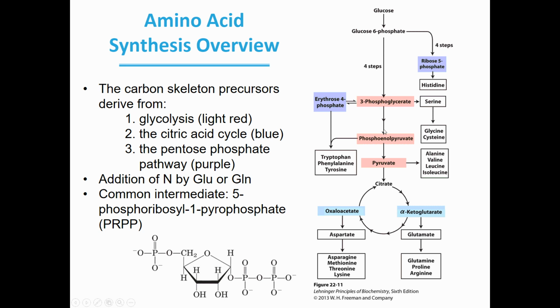So you see these that are shown here in this orangey pink color. It shows you that some of the intermediates of glycolysis can either directly or indirectly produce some of our amino acids. Also shown here in the purple color, we can have intermediates from the pentose phosphate pathway leading to the production of amino acids, as well as shown here in light blue, intermediates of the TCA cycle can be used to directly or indirectly produce some of our amino acids.